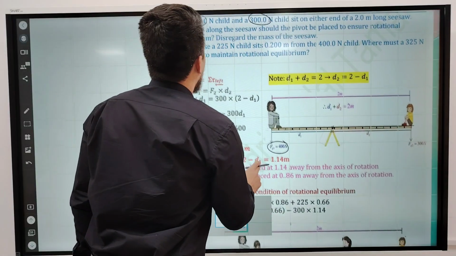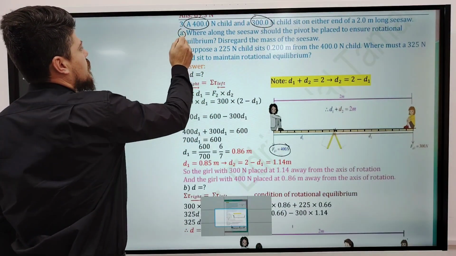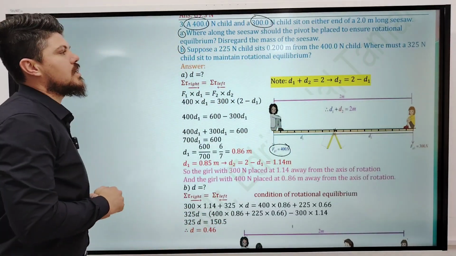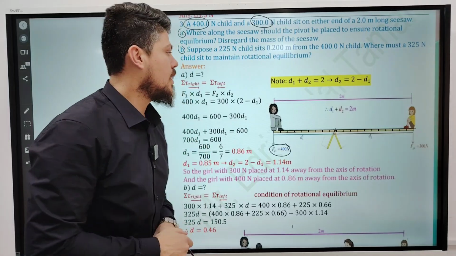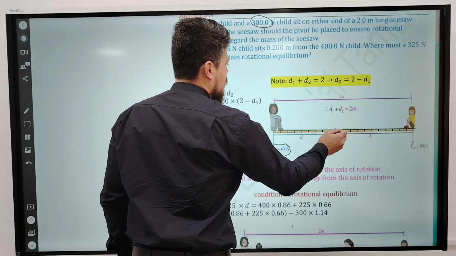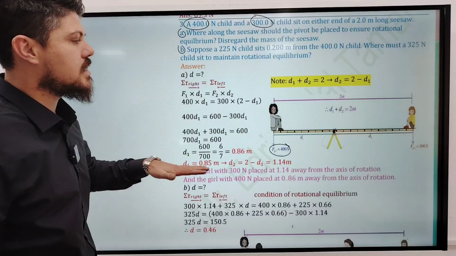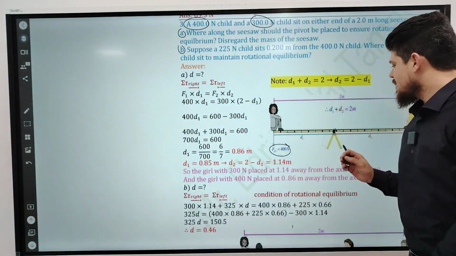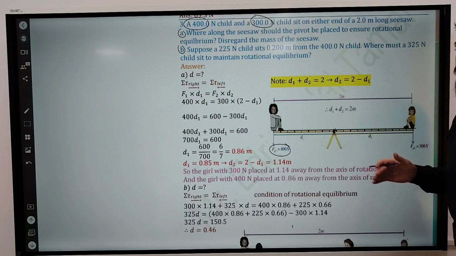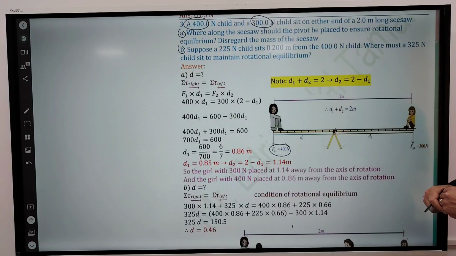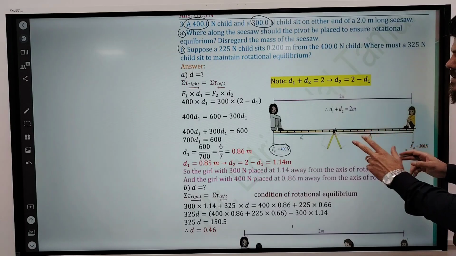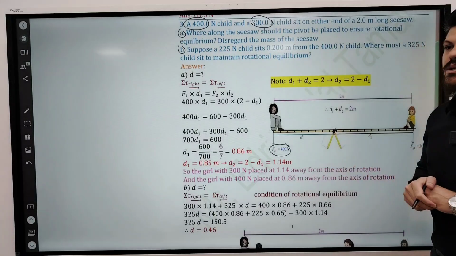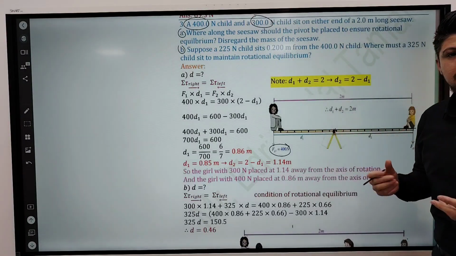Okay, so what is unknown in this question? We have two branches. Branch A: where along the seesaw should the pivot be placed to ensure rotational equilibrium? Disregard the mass of the seesaw. In that case, we have to find the point of the axis of rotation, or the balancing point between these two children. As you know, for a uniform object, the balancing point is located at the center of the object. But in that case, because we have two different weights, is it possible to balance a seesaw with two different weights? Yes, of course.